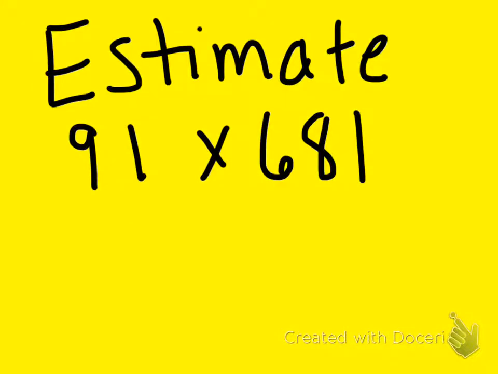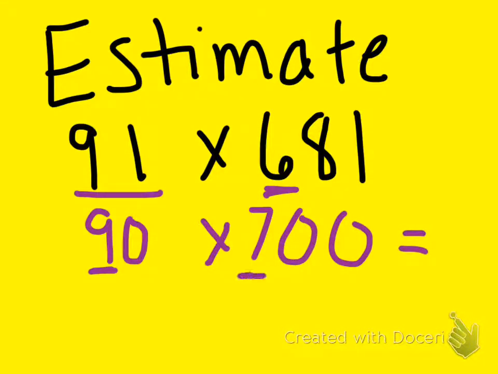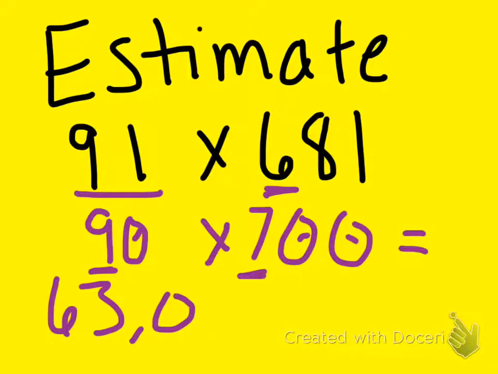Alright, if we're going to make an estimate for 91 times 681, remember an estimate is a calculation, a close guess. So 91, that's going to be closer to 90. 681, comparing it to 600 or 700, that's going to be closer to 700. When we multiply these bigger numbers, since there's zeros at the end, we just multiply the base numbers, the 9 times the 7, which is 63. And then we count our zeros, 1, 2, 3. So we have 1, 2, 3 zeros. Our estimate is going to be about 63,000.